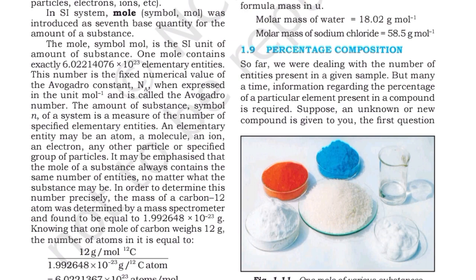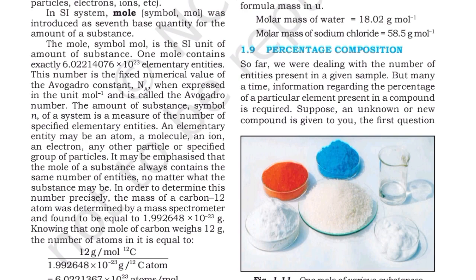The amount of substance, symbol n, of a system is a measure of the number of specified elementary entities. An elementary entity may be an atom, a molecule, an ion, an electron, any other particle or specified group of particles. It may be emphasized that a mole of a substance always contains the same number of entities, no matter what the substance may be.